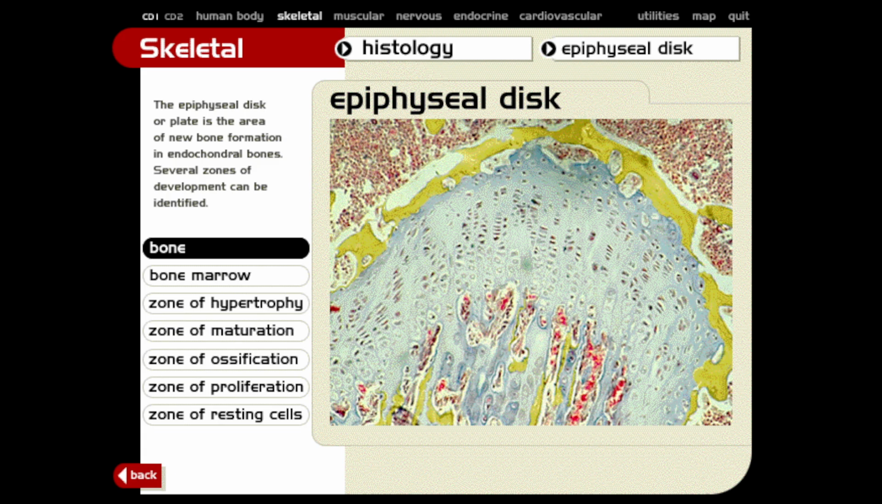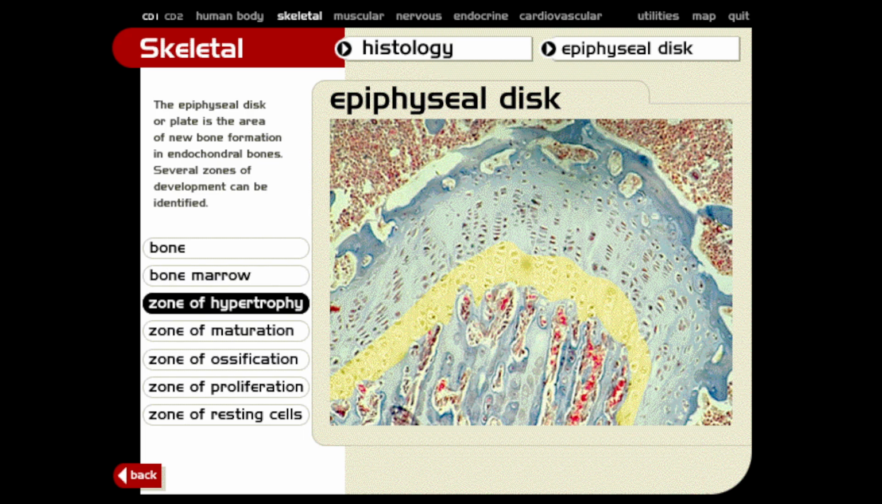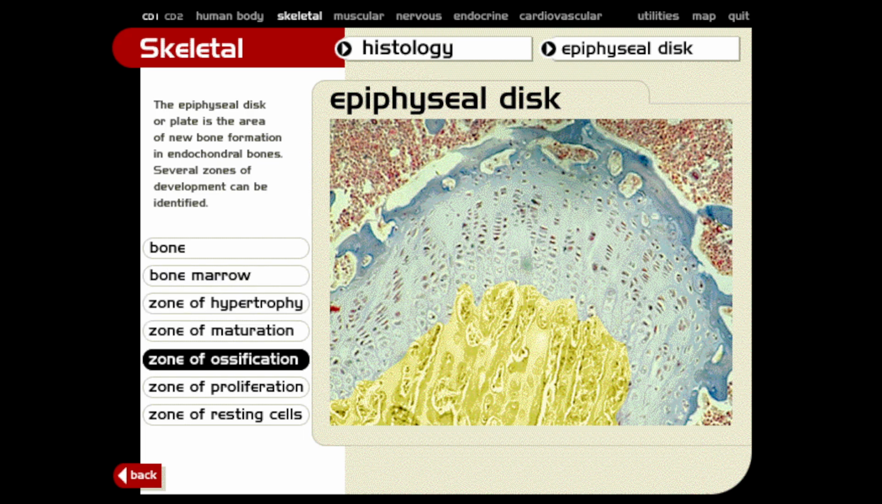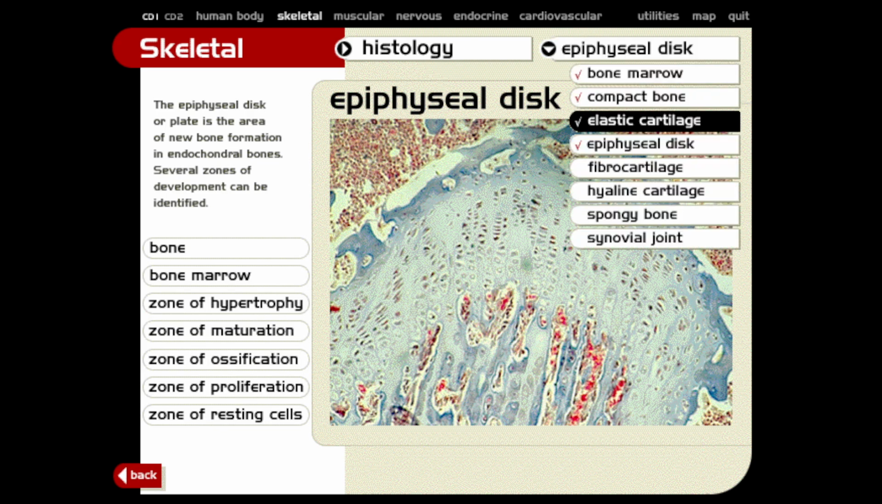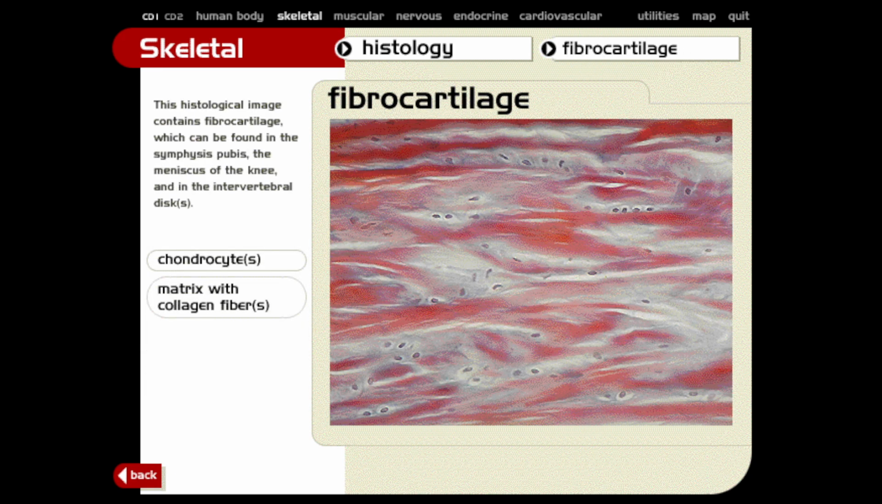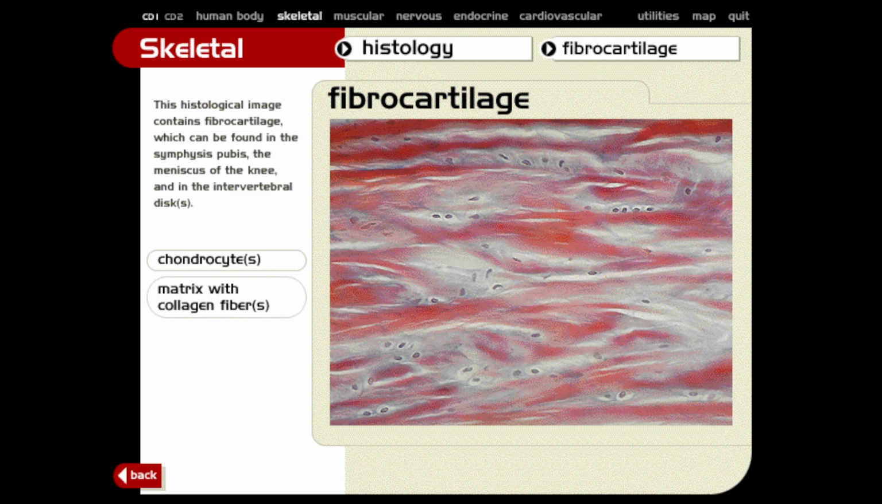The epiphyseal disc or plate is the area of new bone formation in endochondral bones. Several zones of development can be identified. This histological image contains fibrocartilage, which can be found in the symphysis pubis, the meniscus of the knee, and in the intervertebral disc.